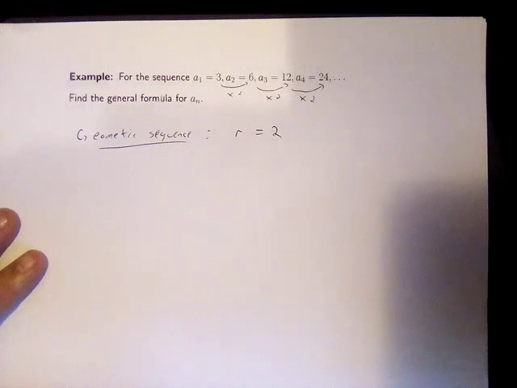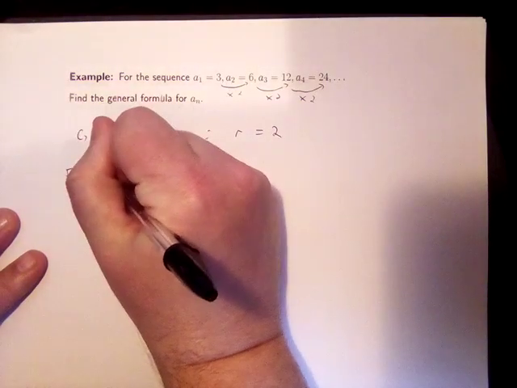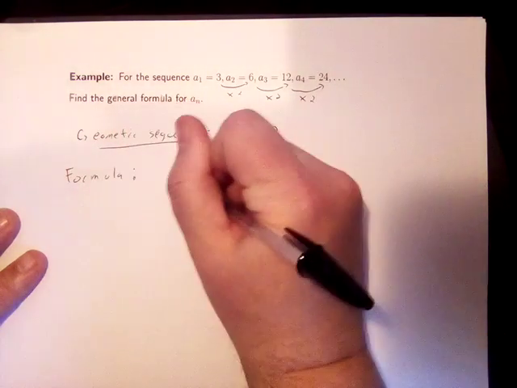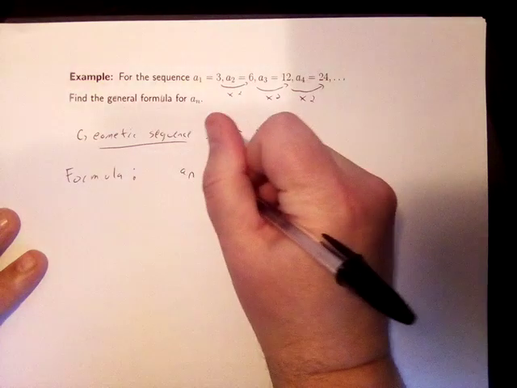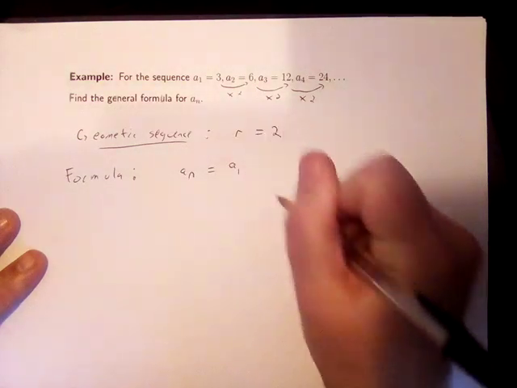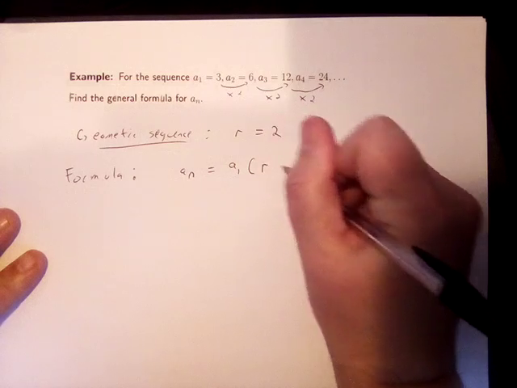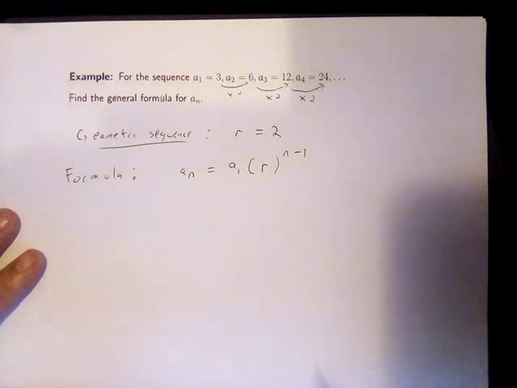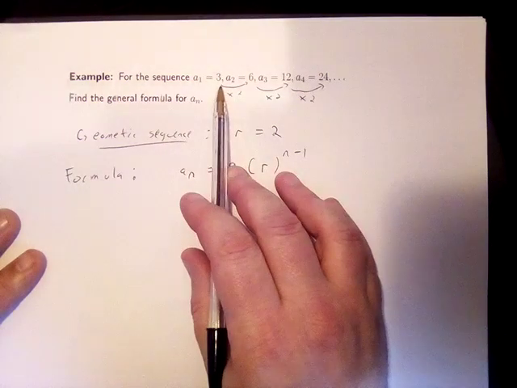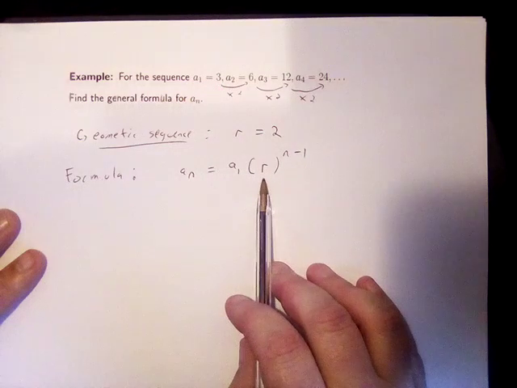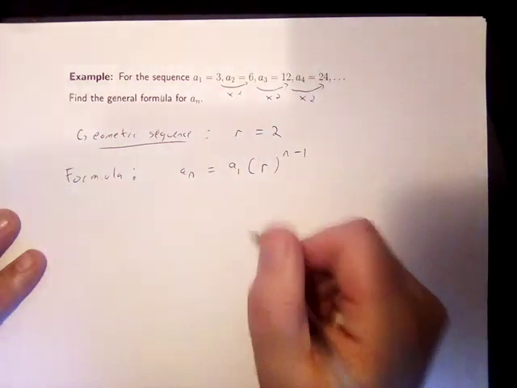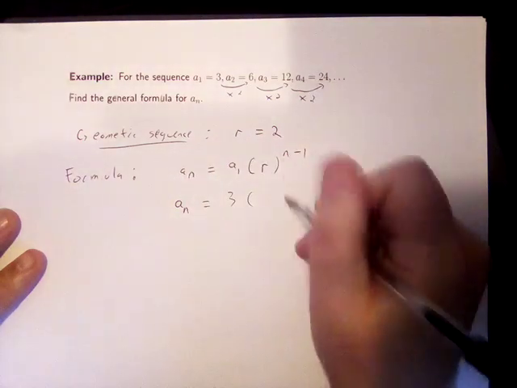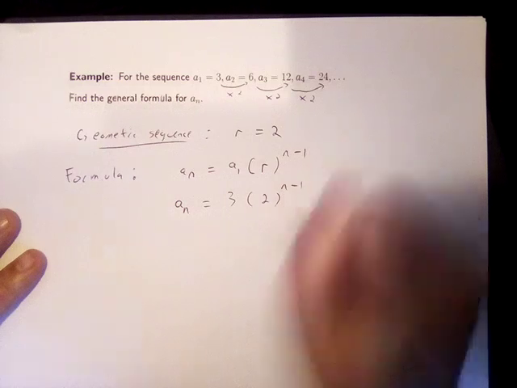is 2. Remember that the formula that we have for a geometric sequence, for its general formula, is that the nth term, a_n, will be the first term, a_1, multiplied by that common ratio to the power of n minus 1. And we know both parts. We know what the first term is. The first term happens to be 3, and the common ratio happens to be 2. So for our sequence, the formula for a_n should be 3 times 2 to the power of n minus 1.